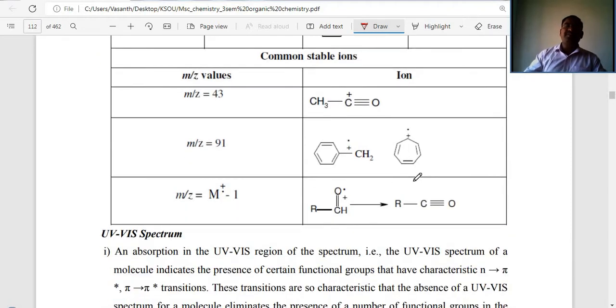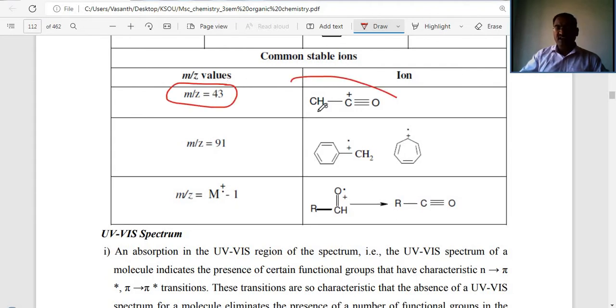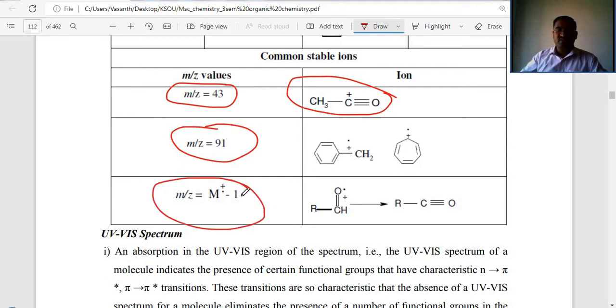What are the common stable ions here? The m/z value here is 42. What is the stability of the ions? CH3C triple bond O plus. Here m/z 91 is the tropylium cation. Here m/z is equal to M plus or minus 1.